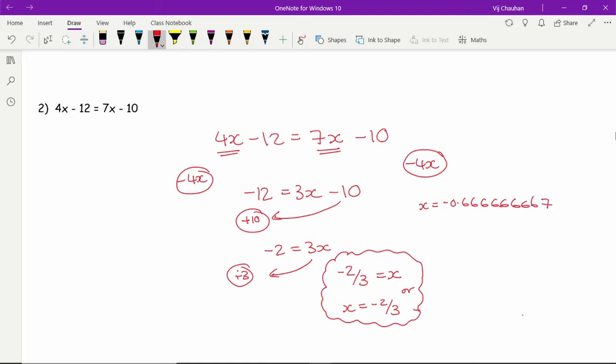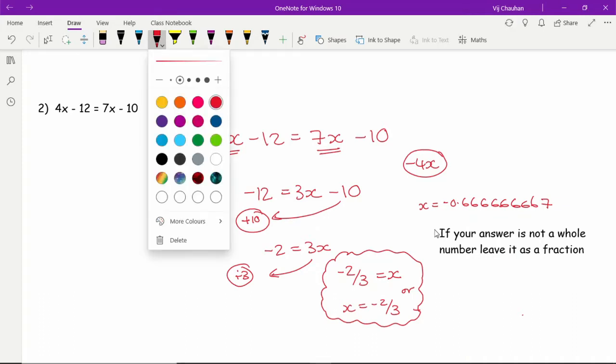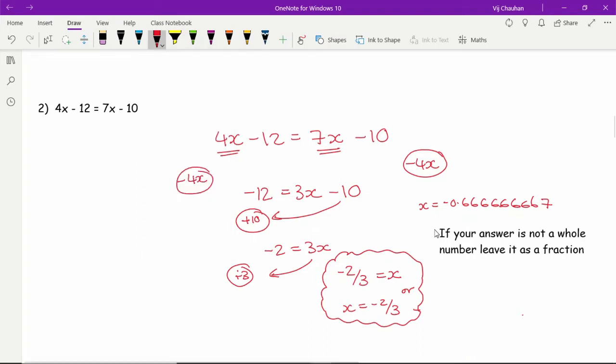0.66666666667. Now, generally as a rule of thumb, when you're solving equations, if your answer is not a whole number, leave it as a fraction. Now, again, you might be tempted, since this is a recurring decimal, to think, okay, a fraction is definitely the best way. If you end up with a terminating decimal, you might think, well, yeah, let's do that. But under no circumstances should you ever round your answer up.